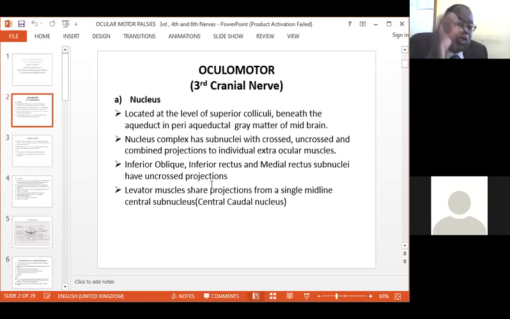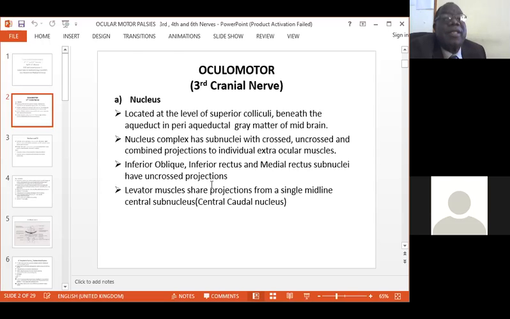For you to be very sure what you're talking about, you have to know where the fibers are located, and where the nucleus for those fibers is. Please, this aspect must be clearly understood. The nucleus is located at the level of the superior colliculus beneath the aqueduct. The nuclear complex has subnuclei with crossed and uncrossed fibers and combined projections to individual extraocular muscles.